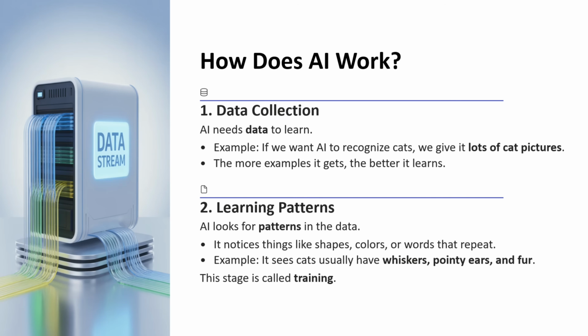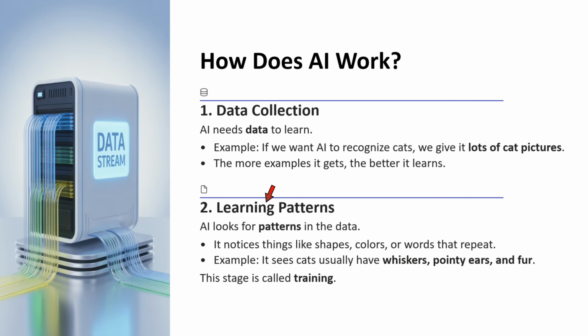Now we will see how does AI work. First step is data collection. AI needs data to learn. For example, if we want AI to recognize cats, we give it a lot of cat pictures. The more examples AI gets, the better it learns.